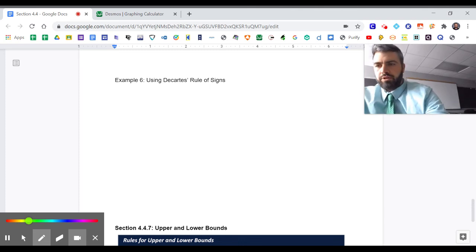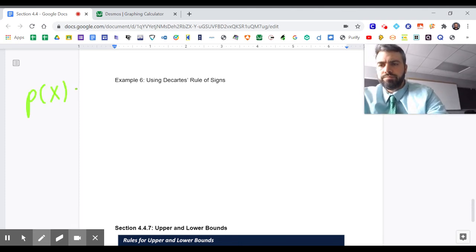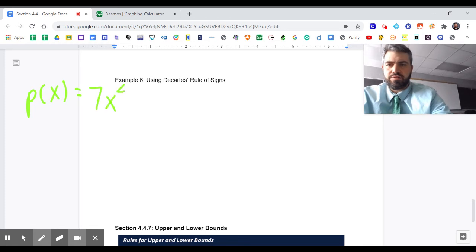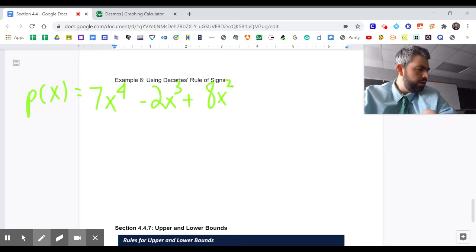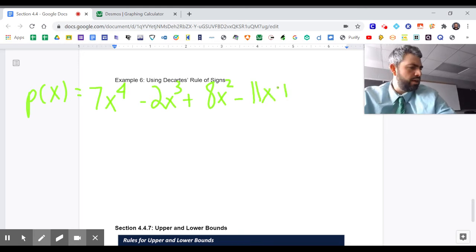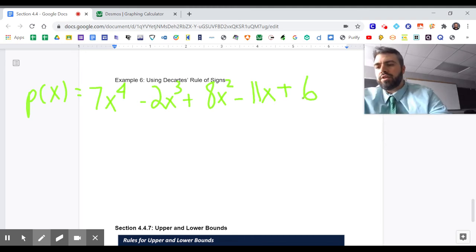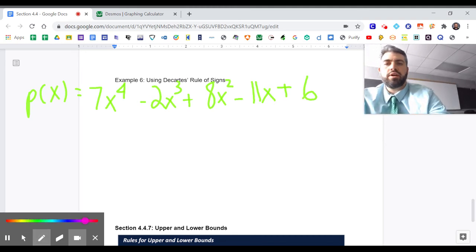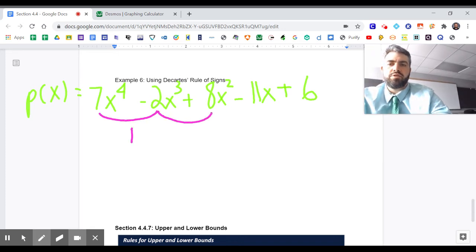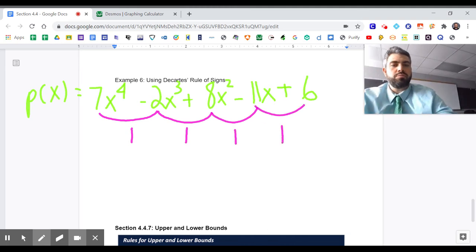Okay, so I'm going to look at p of x here. P of x is 7x to the 4th minus 2x to the 3rd plus 8x squared minus 11x and then plus 6, okay? And so I'm going to try and figure out the number of positive real roots, okay? So if I'm trying to figure out the number of positive roots, we look at sign changes. So here, that's one sign change. Negative to positive, that's another sign change. Positive to negative, that's another sign change. Okay, so we can possibly have 4 positive real roots, okay?